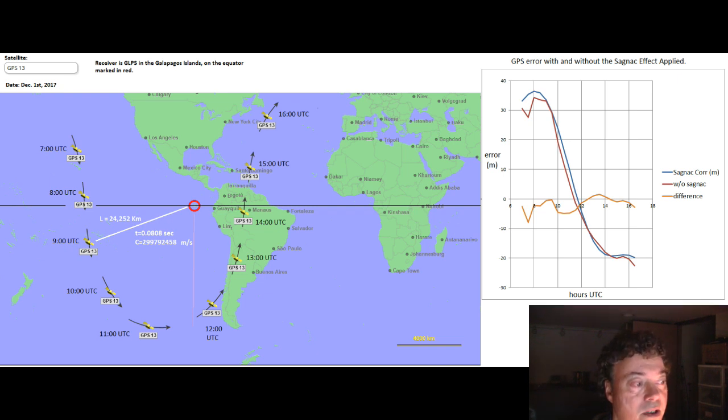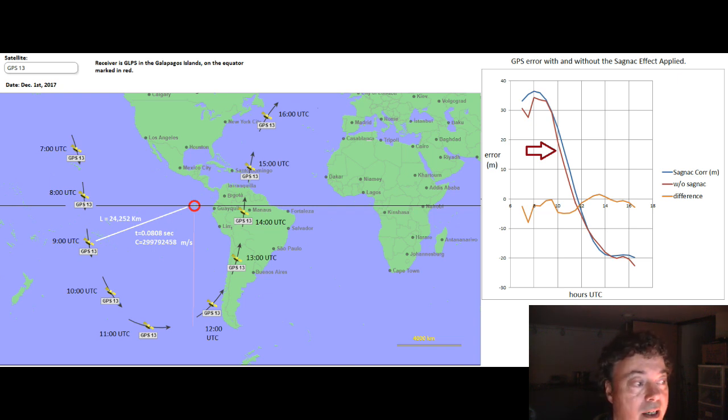We know the distance between them is 24,252 kilometers, let's say at 9 hours UTC. We also know the propagation time from the data, which is around 80.8 milliseconds. And we also know the speed of light. So using the propagation time and the speed of light, this should give us an exact match to the distance that we know. Now the problem is that we don't actually get an exact match. We get a mismatch, which is shown on the right, and this is shown by the red line, which is the actual range difference that we get over the course of this transit of the satellite.